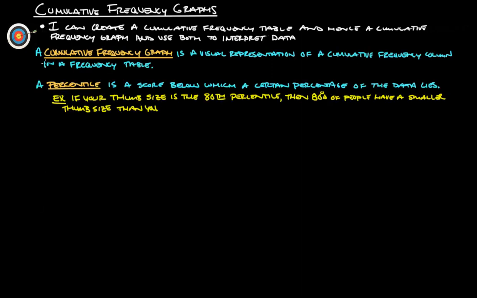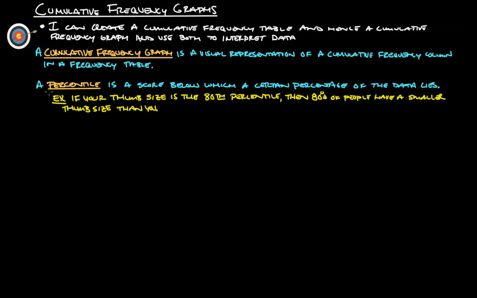Okay, so first thing, a cumulative frequency graph is a visual representation of a cumulative frequency column in a frequency table. Okay, so that's something that we've done earlier on in this chapter. I will show you an example that will make this make a lot more sense.